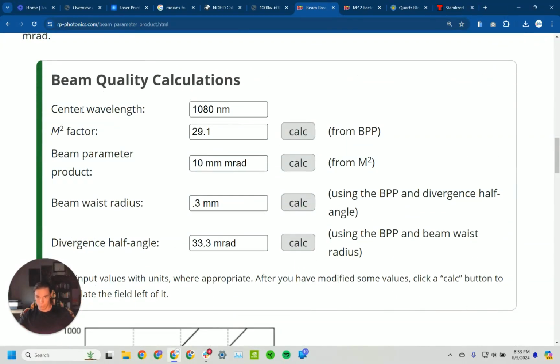So here we go. We've got our center wavelength, 1080 nanometers. One note, when you're using this calculator, it's going to come defaulted with the units in there, just like it's shown here. Make sure you keep those if you're going to change the numbers here. So like, for example, if I want to bring this down to 5, I got to keep these millimeters and milliradians.